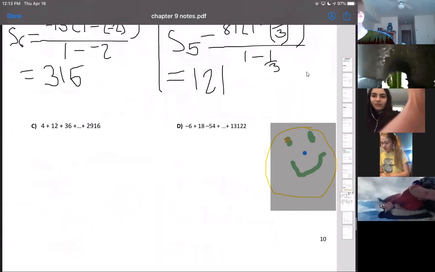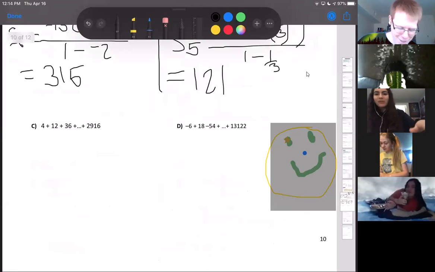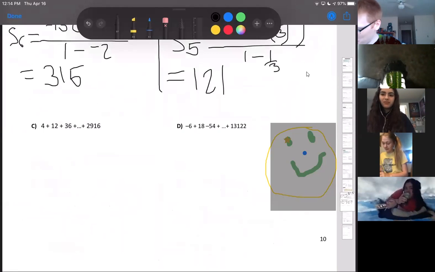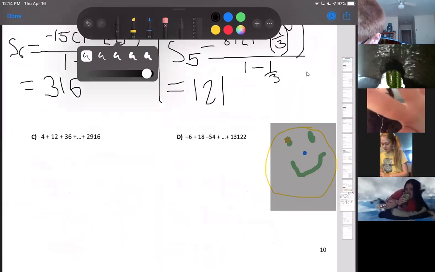So for these next two examples, notice you can really pull out 3 things from this. You can pull out your first term.